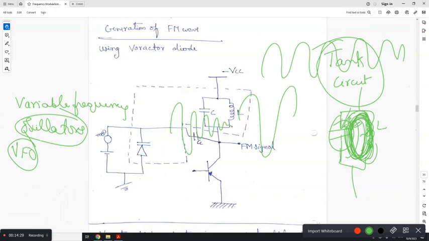If you want to make it a sustained oscillation, you give feedback. You use a transistor and a feedback circuit, which will generate a continuous waveform from this tank circuit. This tank circuit is actually the basic building block of your oscillator, which will generate oscillations. And why do we need to generate oscillations here? Tell me.